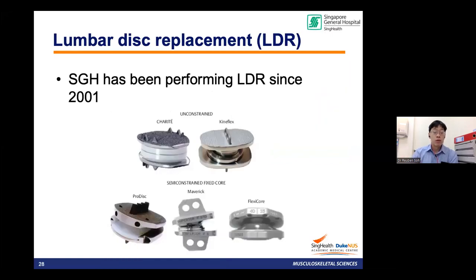What has been more exciting is that recently we have been performing more lumbar disc replacement because we are seeing that there are many patients who want to continue the kind of level of activity that they had before. And the good news, of course, is that SGH has been performing lumbar disc replacement since 2001. You can see here that there are many designs available in the market. Over time, we see continued improvement in the industry design such that it tries to replicate as closely as possible the lumbar disc movement during normal daily activity.